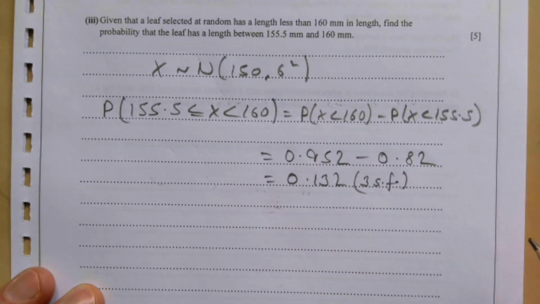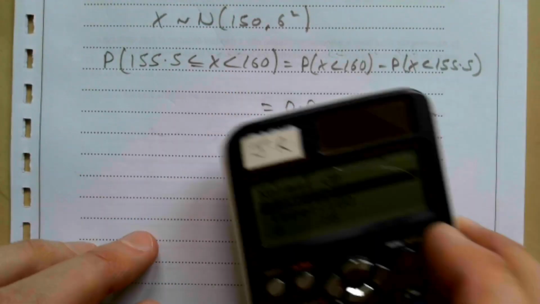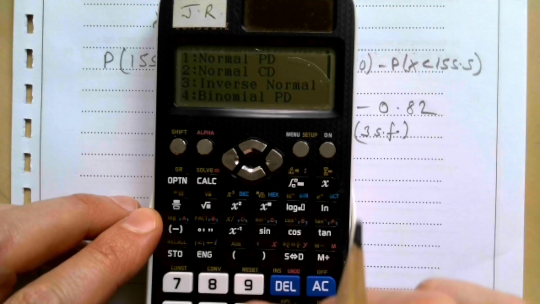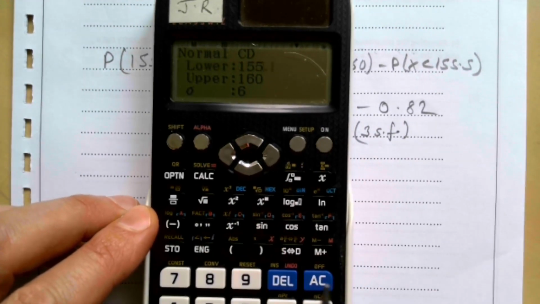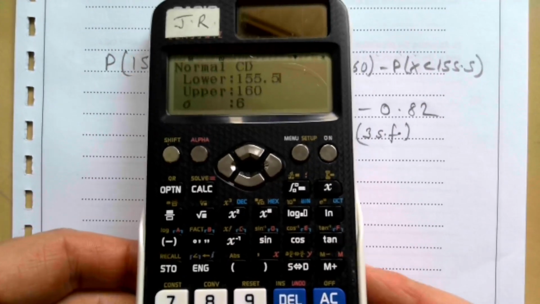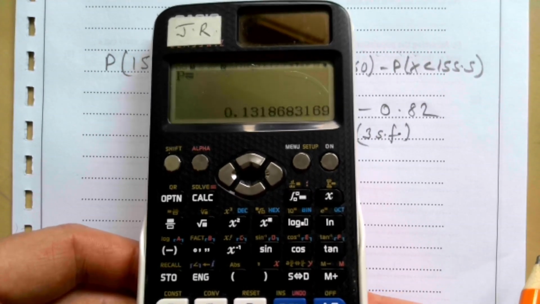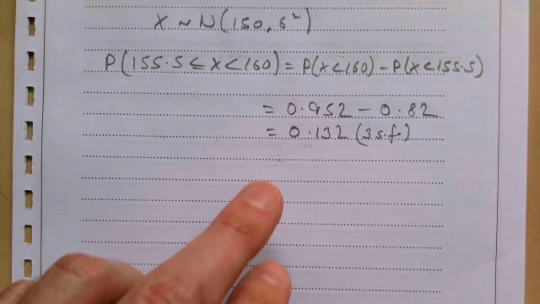Now we're not quite there. The other way we can do this is if I go menu and 7 and 2 again, and my lower is 155.5 again, equals 160, and there's your 0.132. So that'll work out straight out for you, another way of saving your working.